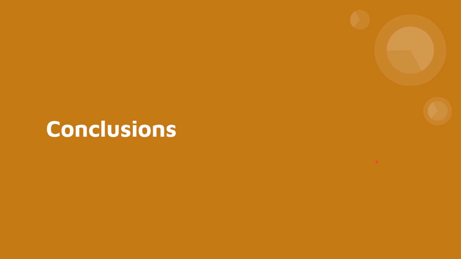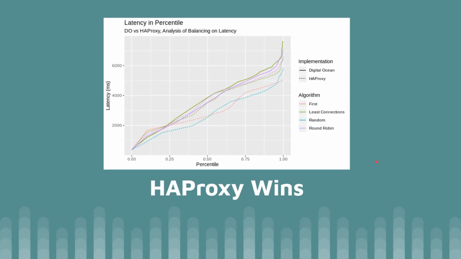Now, the final conclusions on this can be drawn from this graph. I personally believe that HA proxy wins. Looking at this graph, the dotted line, which is all HA proxy, performs way better on latency than any of DigitalOcean's performances. If you're using HA proxy, I recommend that you use the first algorithm implementation.